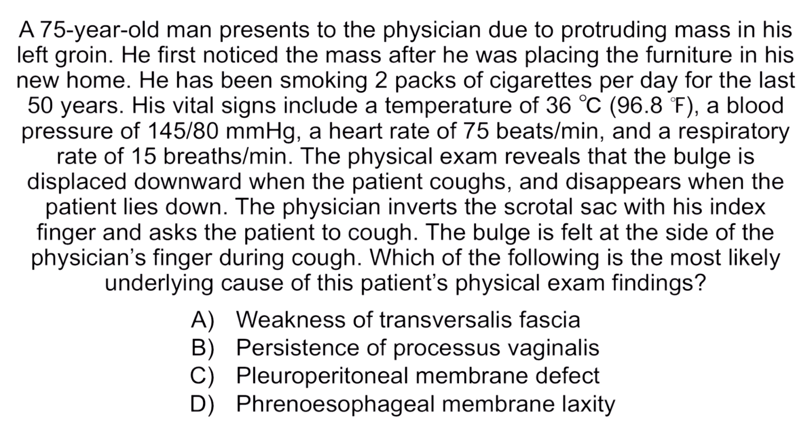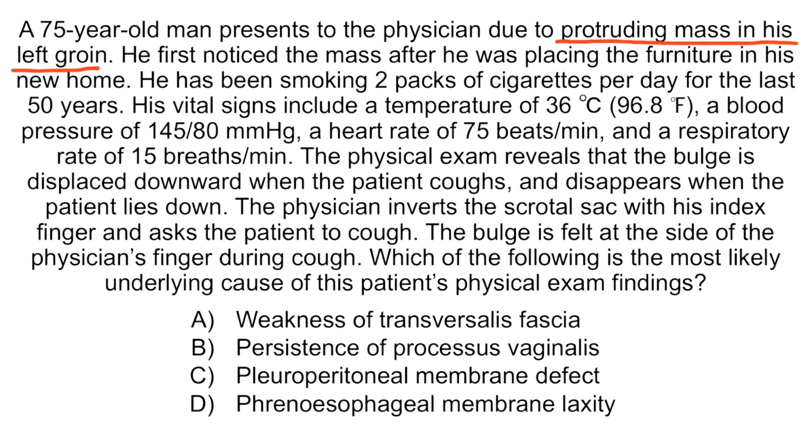The physician inverts the scrotal sac with his index finger and asks the patient to cough. The bulge is felt at the side of the physician's finger during cough. Which of the following is the most likely underlying cause of the patient's physical exam findings? A. Weakness of transversalis fascia. B. Persistence of processus vaginalis. C. Pleuroperitoneal membrane defect. D. Phrenoesophageal membrane laxity.